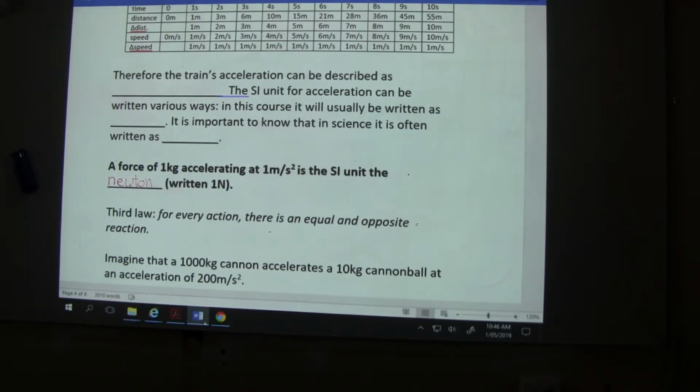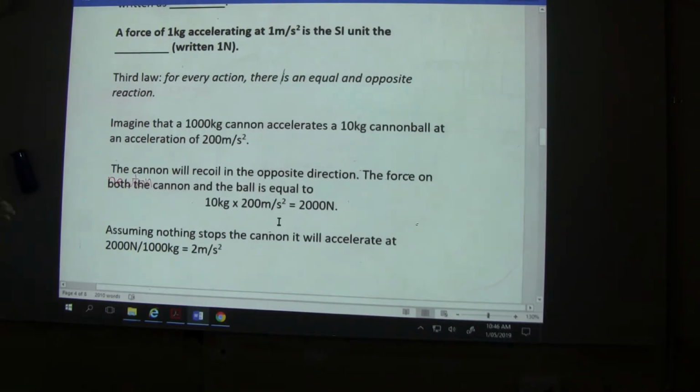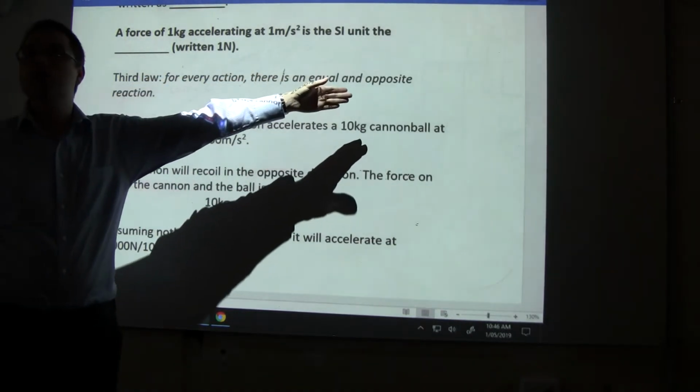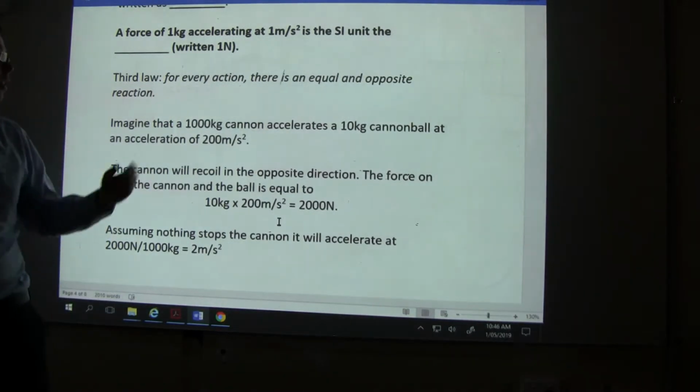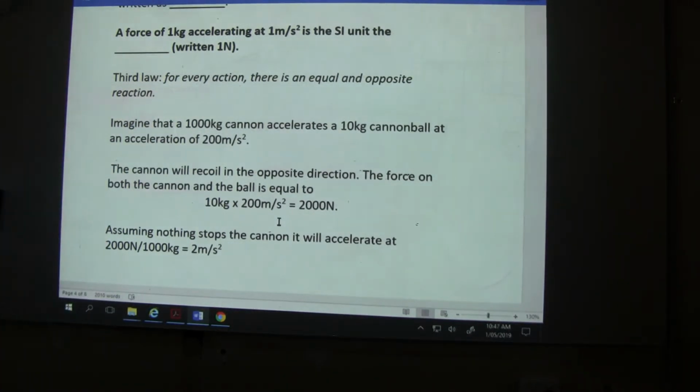Okay, the third law. Now, you will have heard this law before, right? You hear people say this a lot. For every action, there is an equal and opposite reaction. You guys knew it. I didn't even have to say it. For every action, there's an equal and opposite reaction.